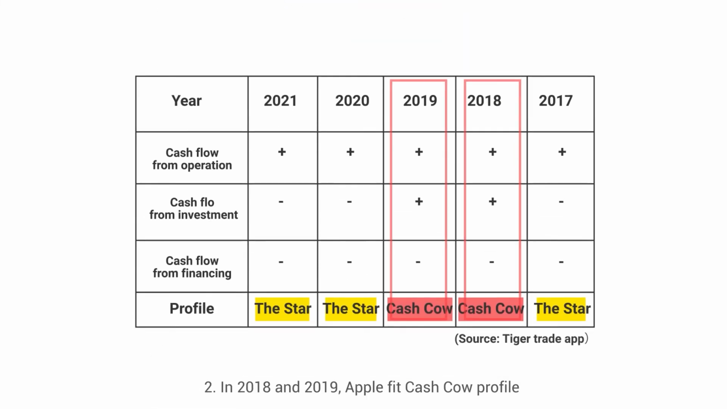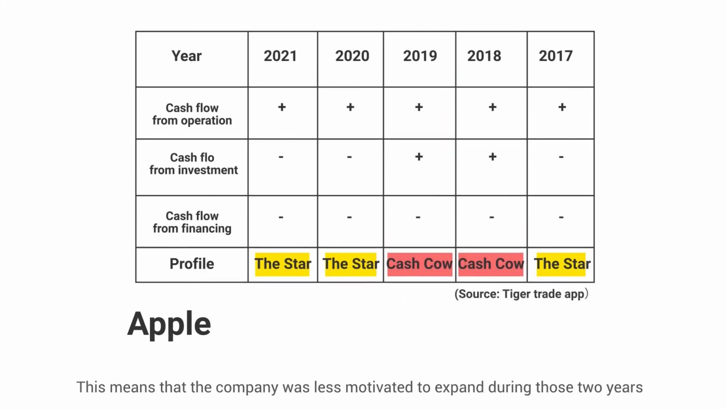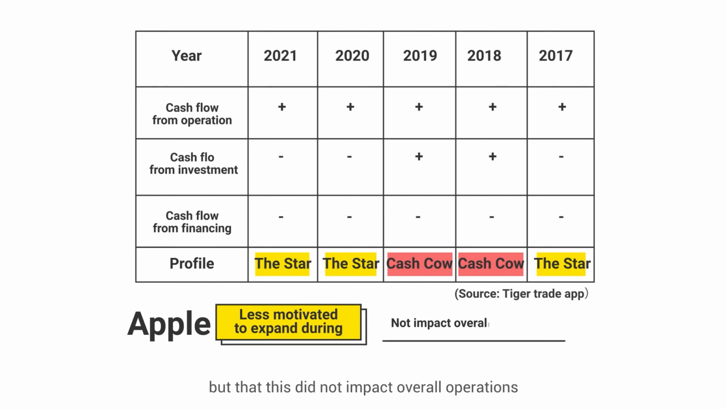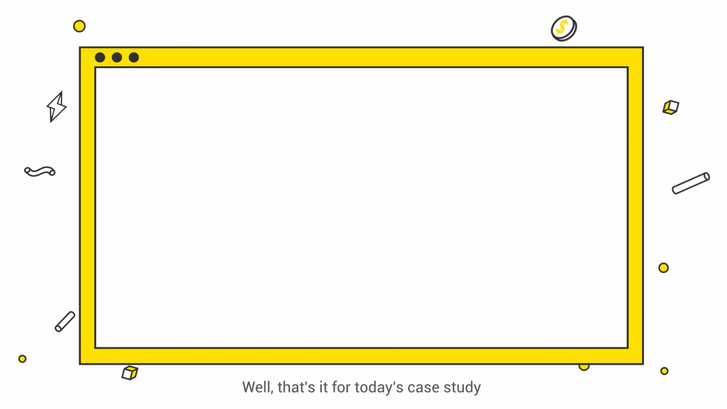2. In 2018 and 2019, Apple fits the cash cow profile. This means that the company was less motivated to expand during those 2 years, but that this did not impact overall operations. Well, that's it for today's case study.